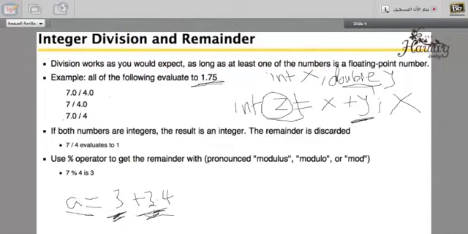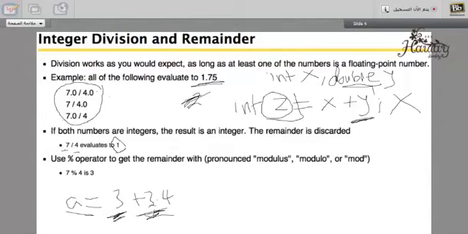Now we saw how we can divide two numbers of different types. What if we divide an integer by an integer? If you have 7 divided by 4, what will the answer be? The answer will be an integer, and it will not round the number up to 2. It will give you the actual whole number.